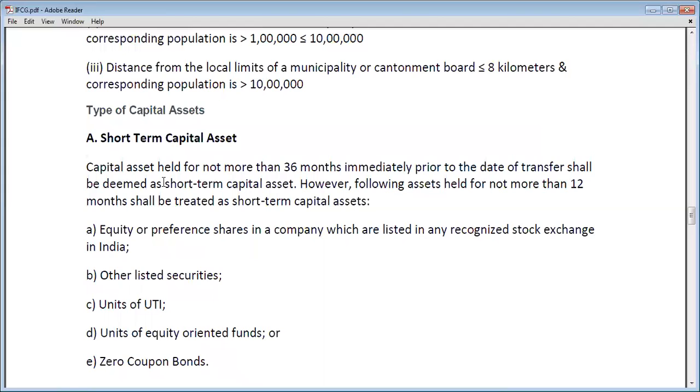But there is an exception. There are some assets in the case where if you hold those assets for 12 months or less, then those assets will be considered as short term.